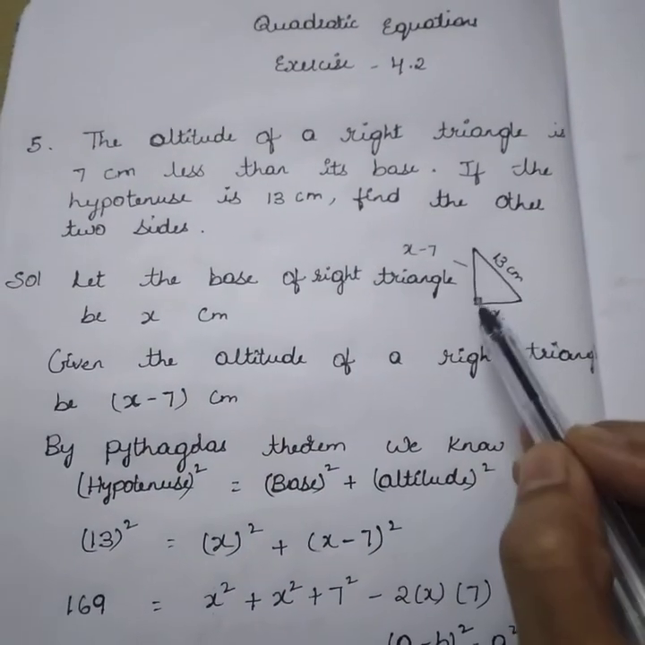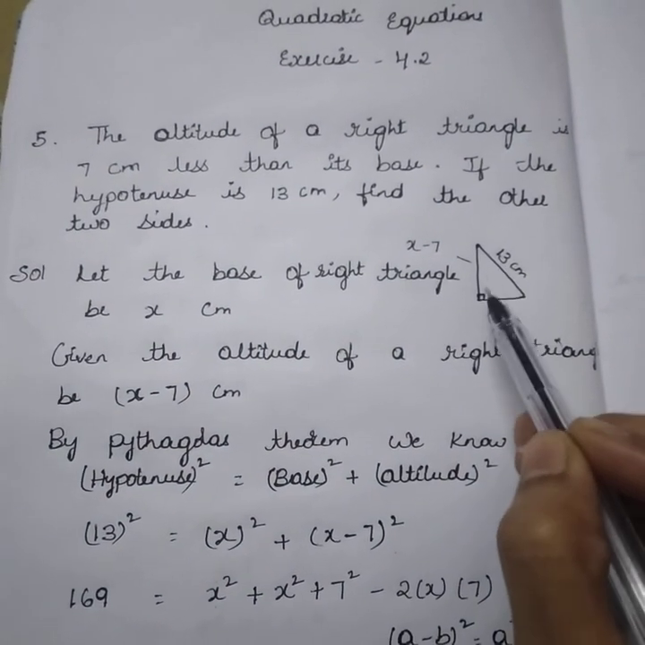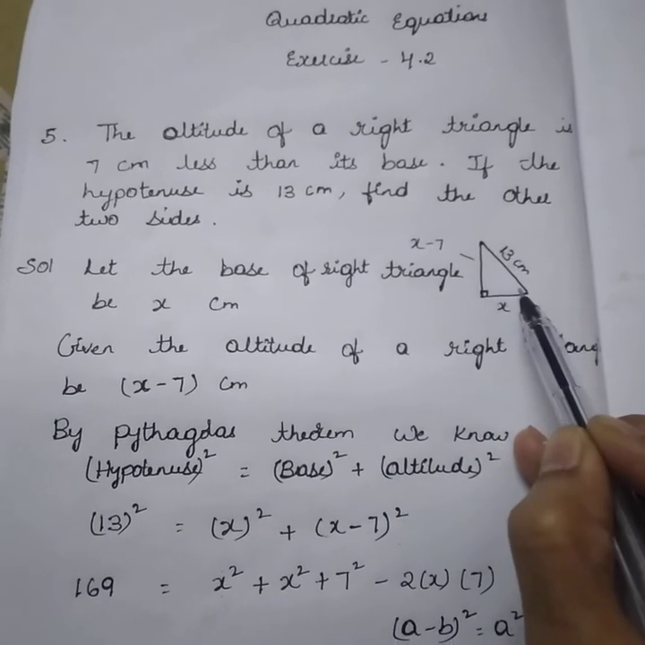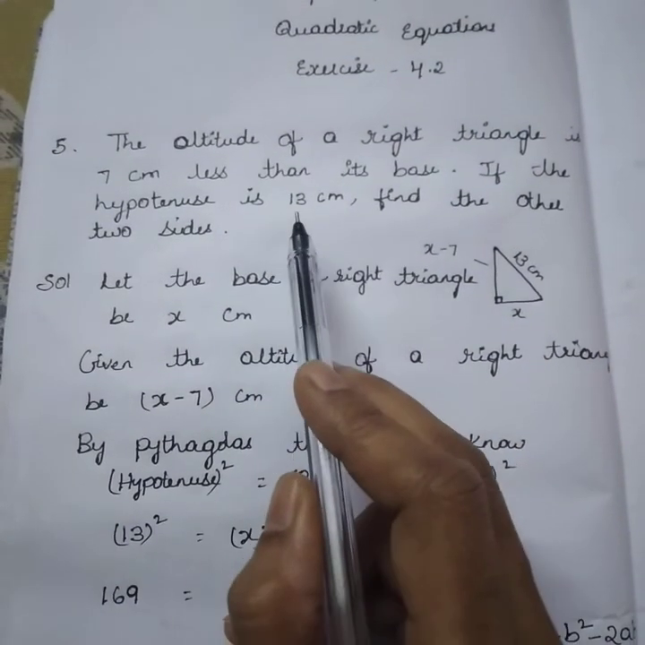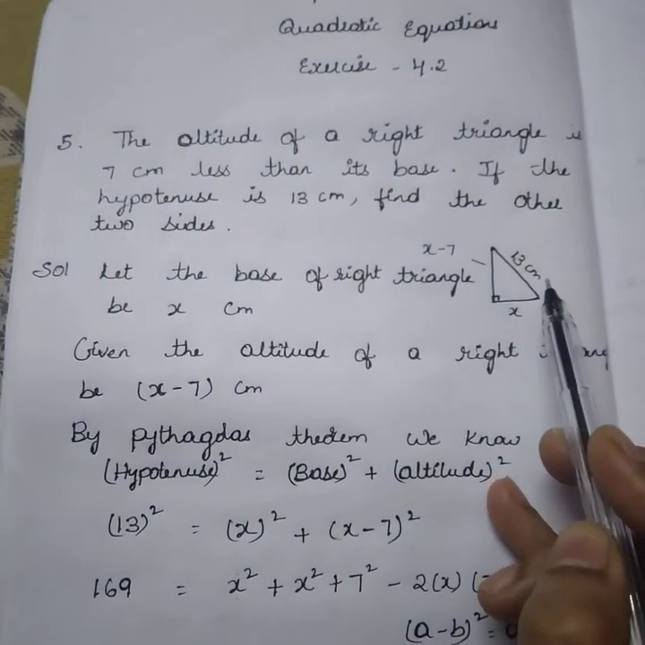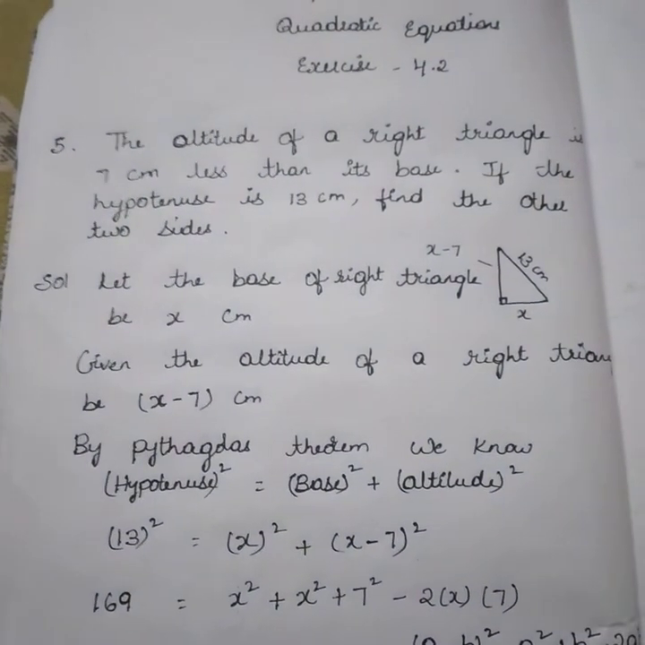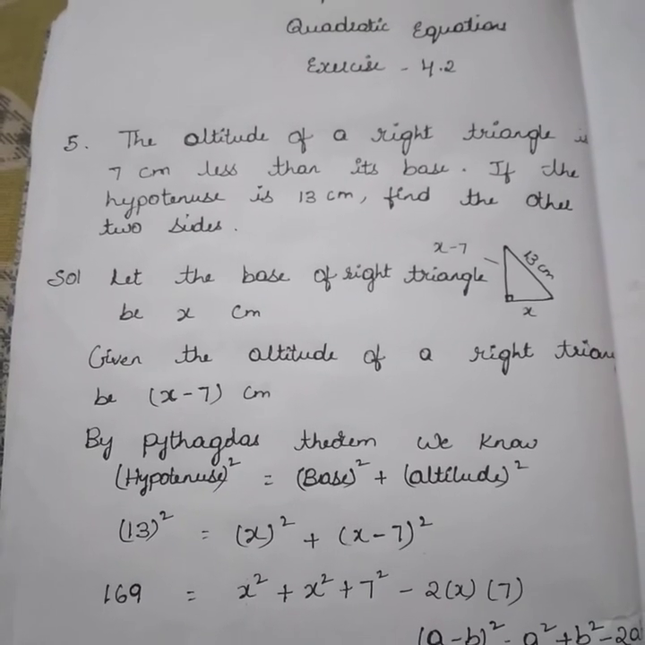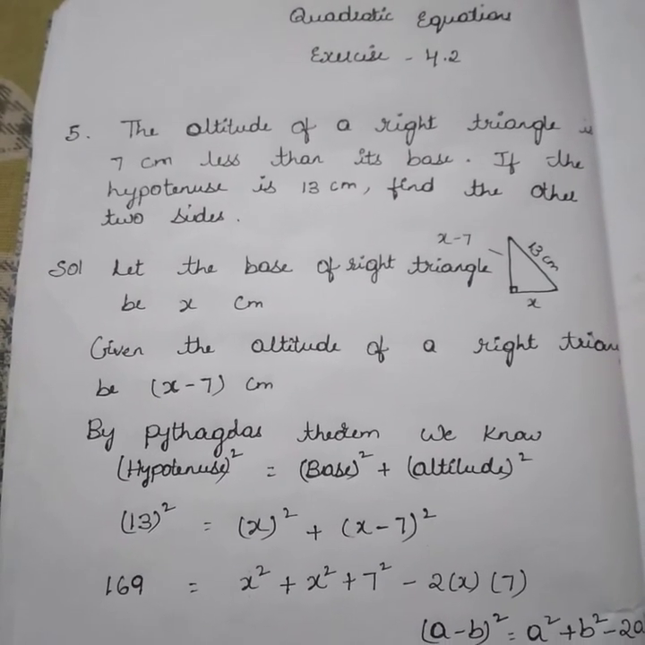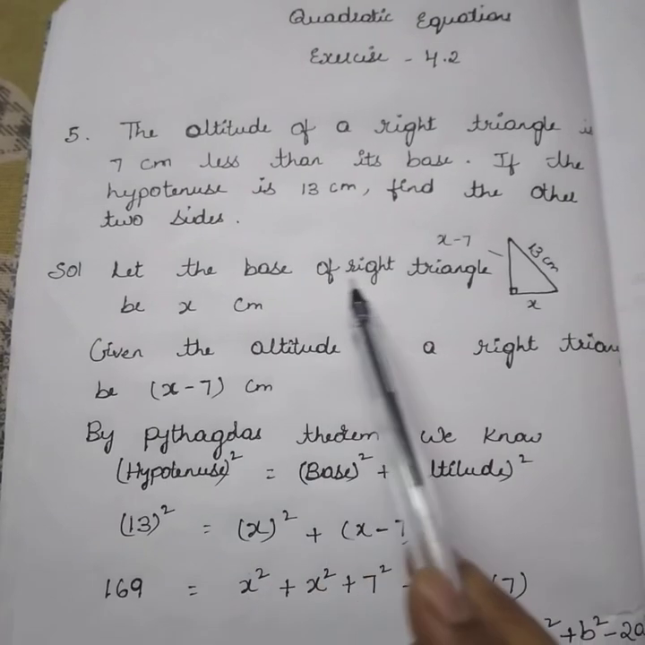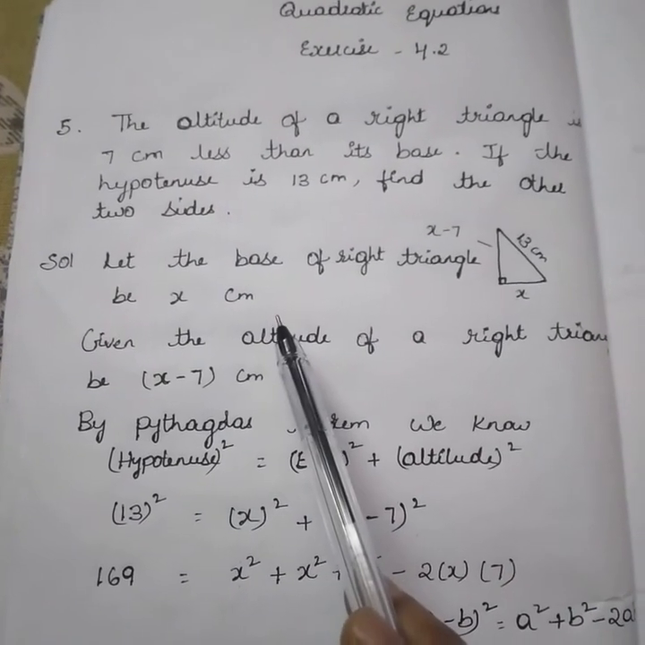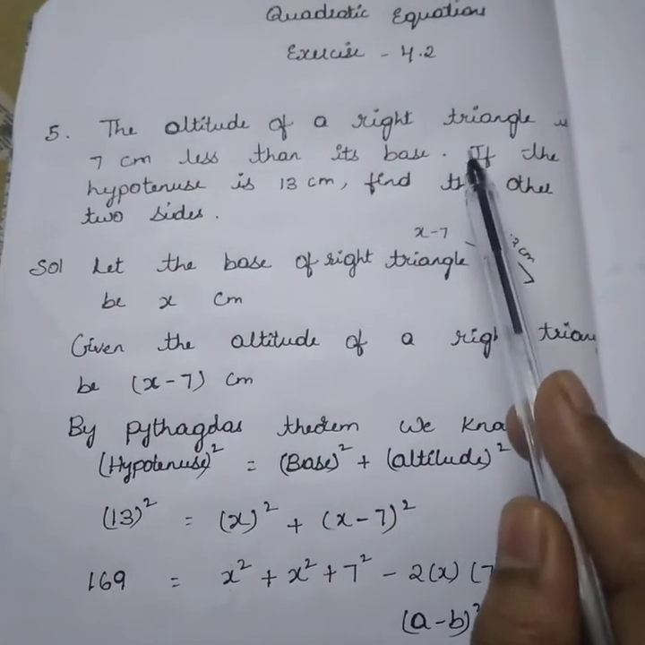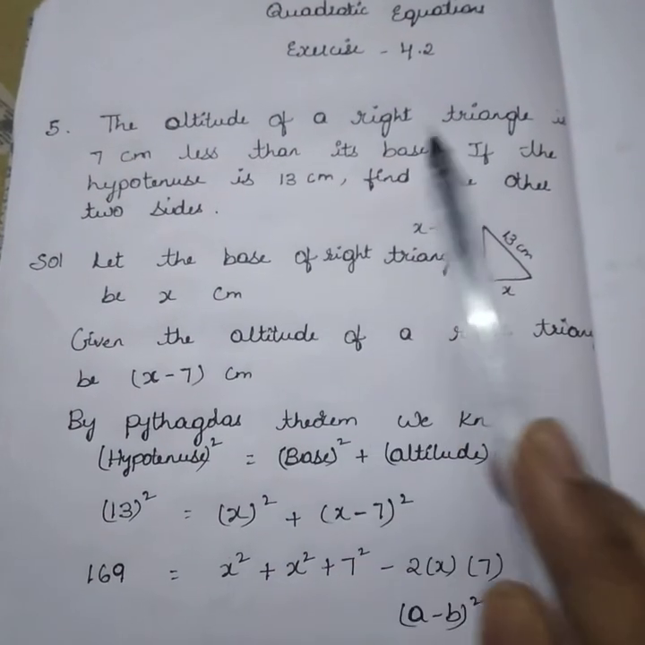Okay, this is a right triangle, this is base, this is altitude, this is hypotenuse. Given hypotenuse is 13 centimeters. So here we need to find the base of a right triangle. So we assume the base of the right triangle to be x centimeters. Solution: let the base of the right triangle be x centimeters. Given that the altitude of the right triangle is 7 centimeters less than its base.